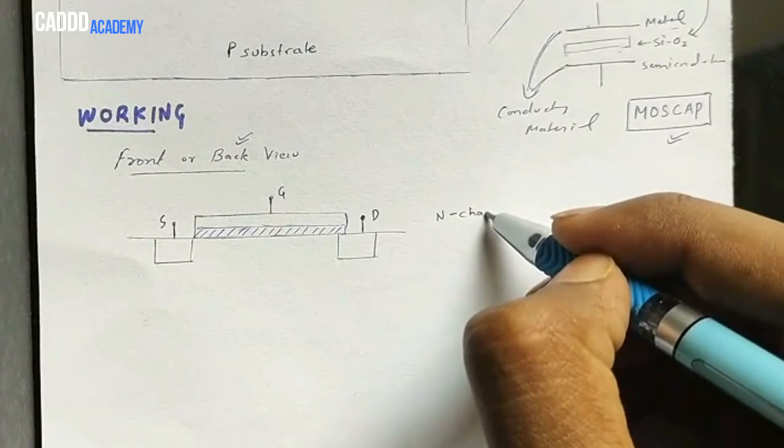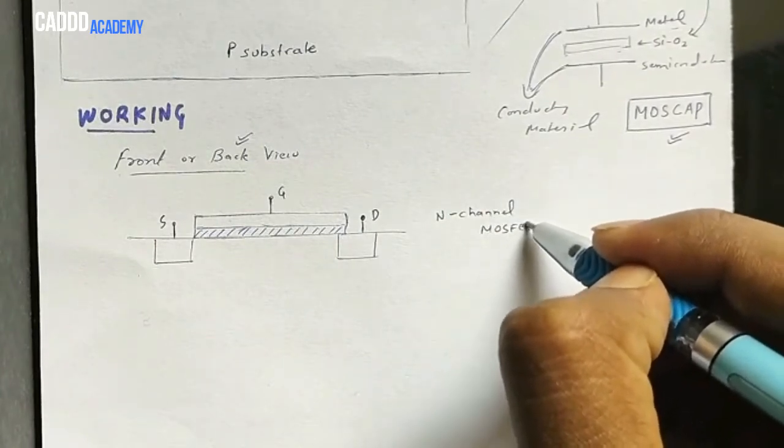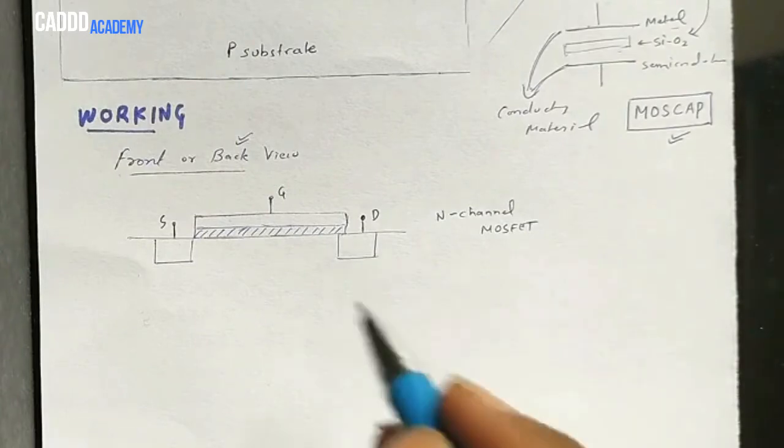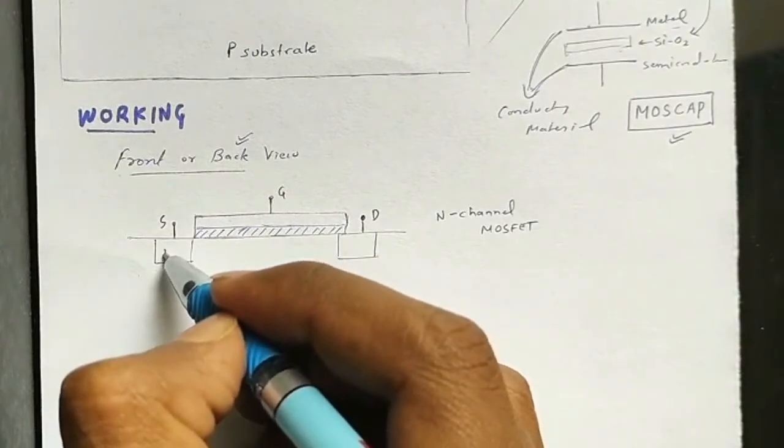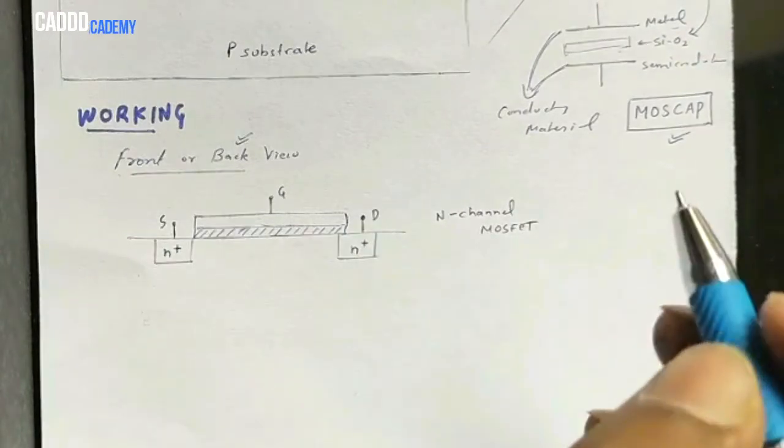So here we are studying the n-channel MOSFET. In the n-channel MOSFET, what happens? Source and drain are n plus regions. What is the meaning of n plus region? N plus region means the semiconductor which is highly doped with phosphorus atoms. When we dope the intrinsic semiconductor with phosphorus atoms, we get the n-type semiconductor. When we use a large number of phosphorus atoms to dope the intrinsic semiconductor, then we get what? N plus region.